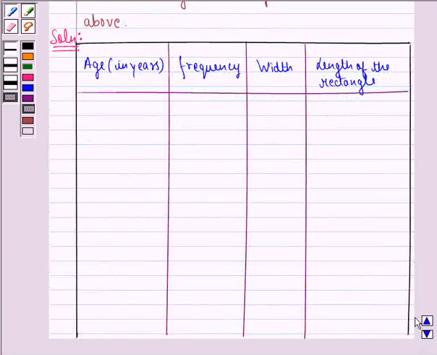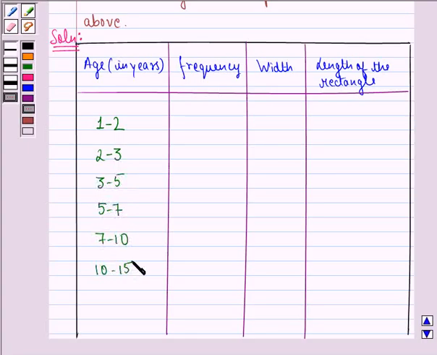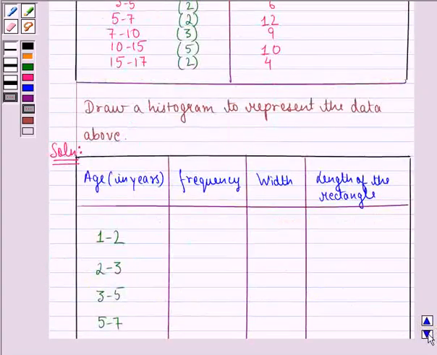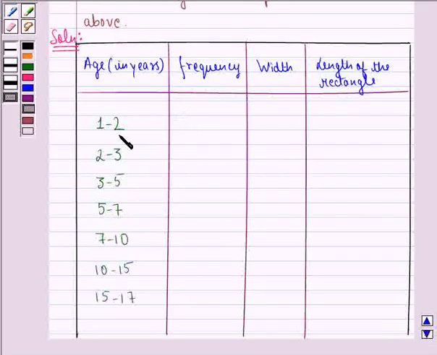We make a table like this. Then we write down the age in years, like we had 1 to 2, 2 to 3, 3 to 5, 5 to 7, 7 to 10, 10 to 15, 15 to 17. Now let us write down the frequency that was given to us. That is, for the age group 1 to 2, it was 5, 3, 6, 12, 9, 10, 4.